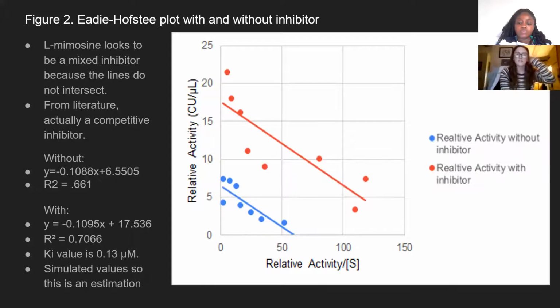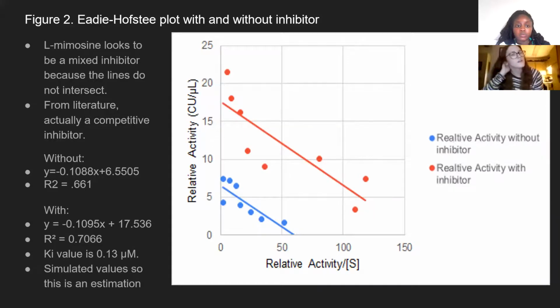So here is the equation for our line without the inhibitor, which is the blue line. It's y is equal to negative 0.108x plus 6.5505. Our R-squared value is 0.661, so that is higher than 0.5, so the data did fit the line somewhat.